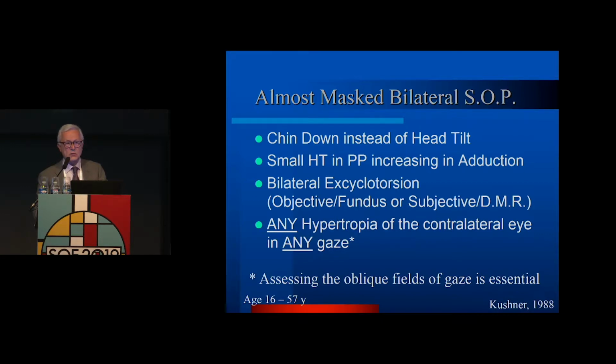And also, most importantly, if you study these patients in the non-cardinal positions of gaze, they have right hypertropia everywhere except in one gaze, which is a left hypertropia. So it was very important for him to study those patients' non-cardinal position of gaze measurements and assess the fields of oblique action. His patient population was 16 to 57 years of age, so it is an adult patient population, a little bit on the older side.